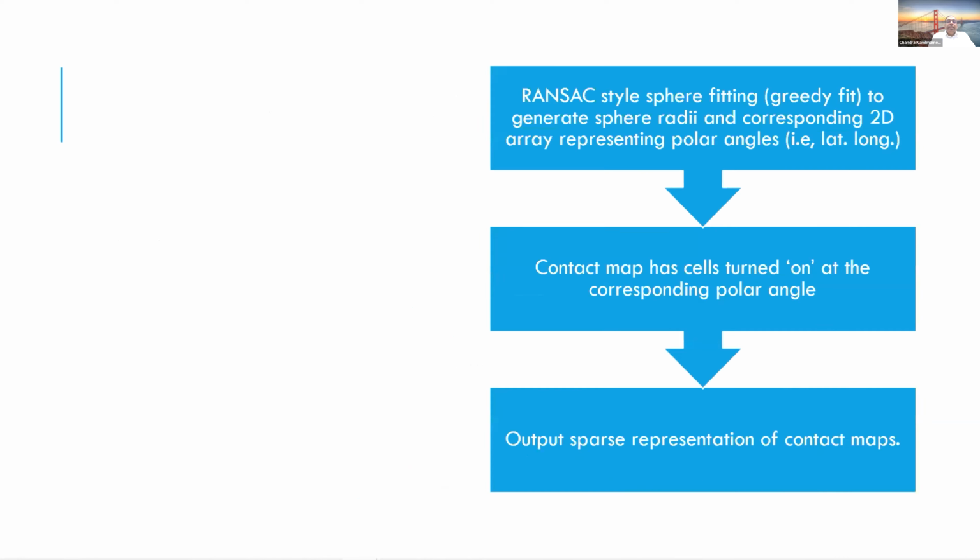Okay, cool. So the algorithm is simple. It's RANSAC-style sphere fitting to generate sphere radii and a corresponding 2D array representing polar angles. Contact map is what that lat-long array is. I'll show you an example of that. We just output those sparse contact points.